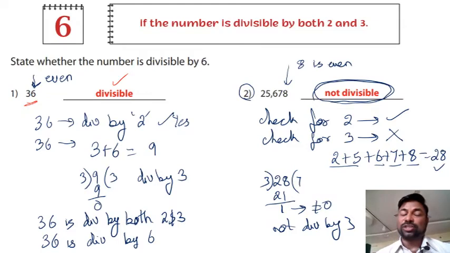So we have to check the conditions with both 2 and 3. If the number is divisible by both 2 and 3, then we can say the number is divisible by 6.